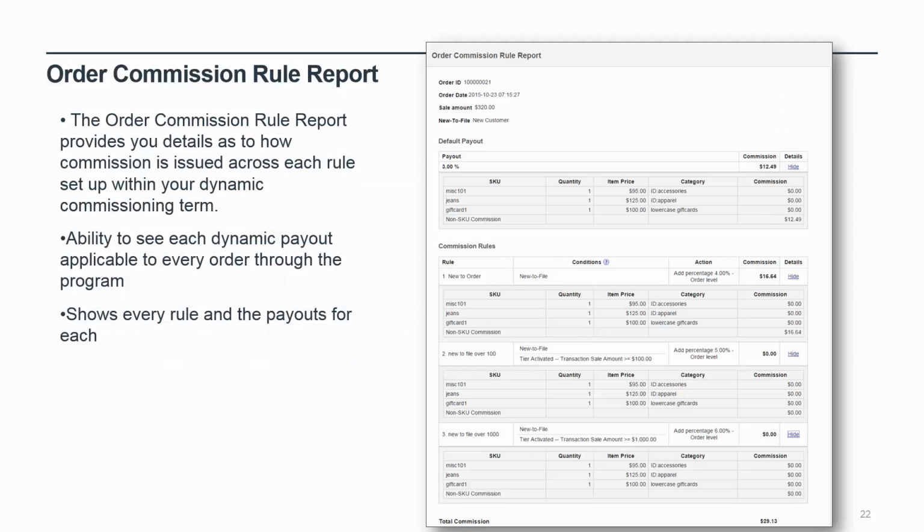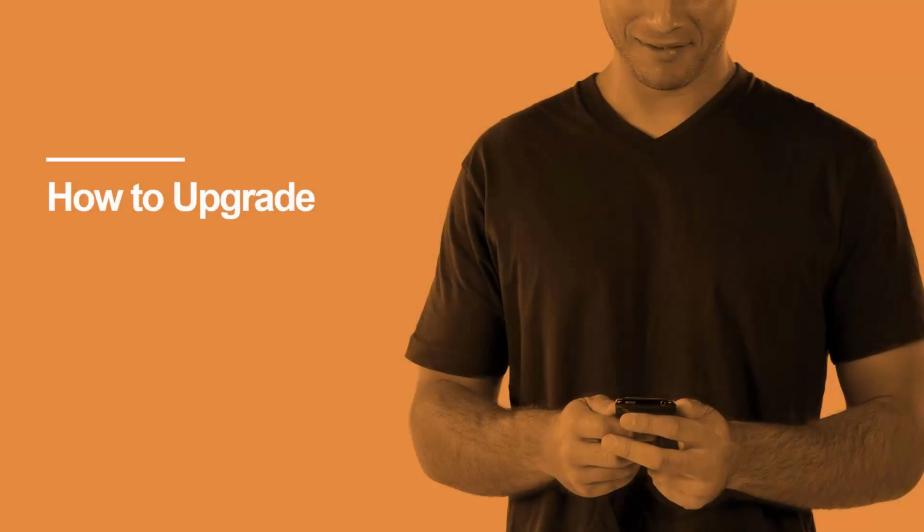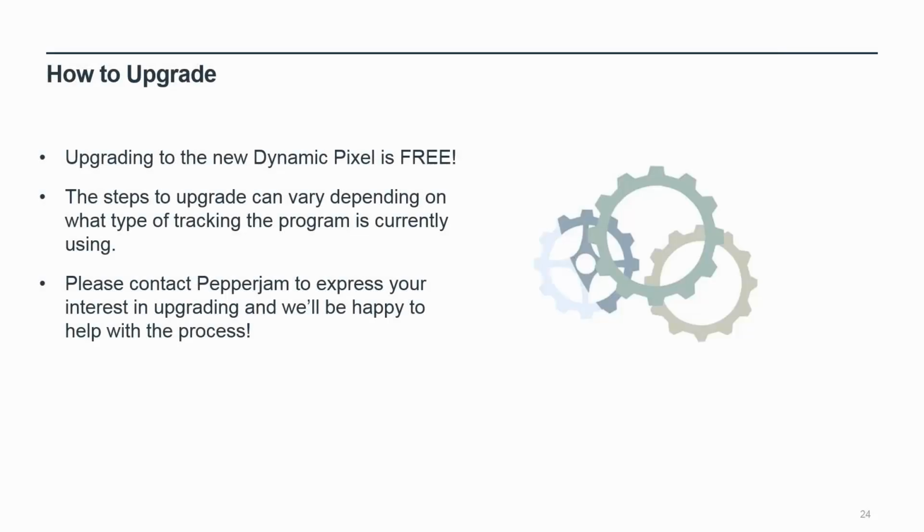Clicking into the details of any transaction within the transaction details report will take you to the order commission rule report. This report will provide the details as to how commission is issued across each rule set up within your dynamic commissioning term. If you have not already upgraded your account to dynamic commissioning, I'm sure you're excited to upgrade and get started. First and foremost, the upgrade to dynamic is free. We have amazing technology and we are happy to make it available to every advertiser.